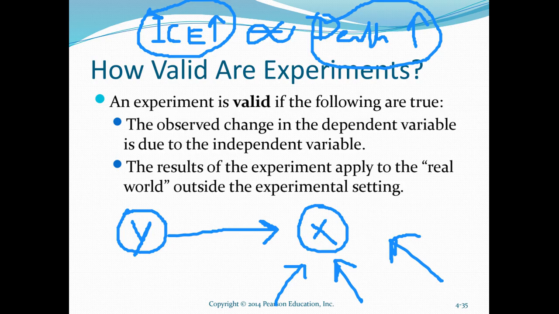The results of the experiment should apply to the real world, outside the experiments. So whatever research we do, whether in the labs or in the real world, its findings should lead us to apply them in the real world. If we cannot apply it in the real world, we cannot generalize the research, then this research is not a valid research.